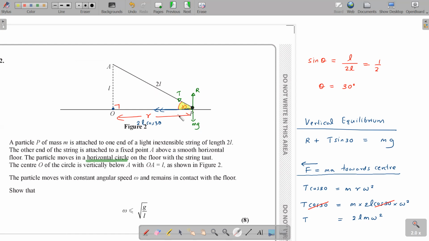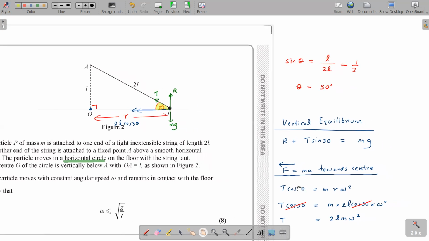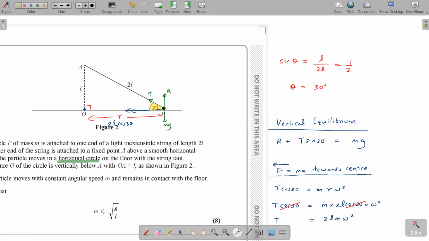Knowing the angle is a big advantage, because now you don't have an angle as an unknown anymore. That's really important. So we found the angle. Now let's go for our two main concepts: considering vertical equilibrium and considering F equal ma towards the center.